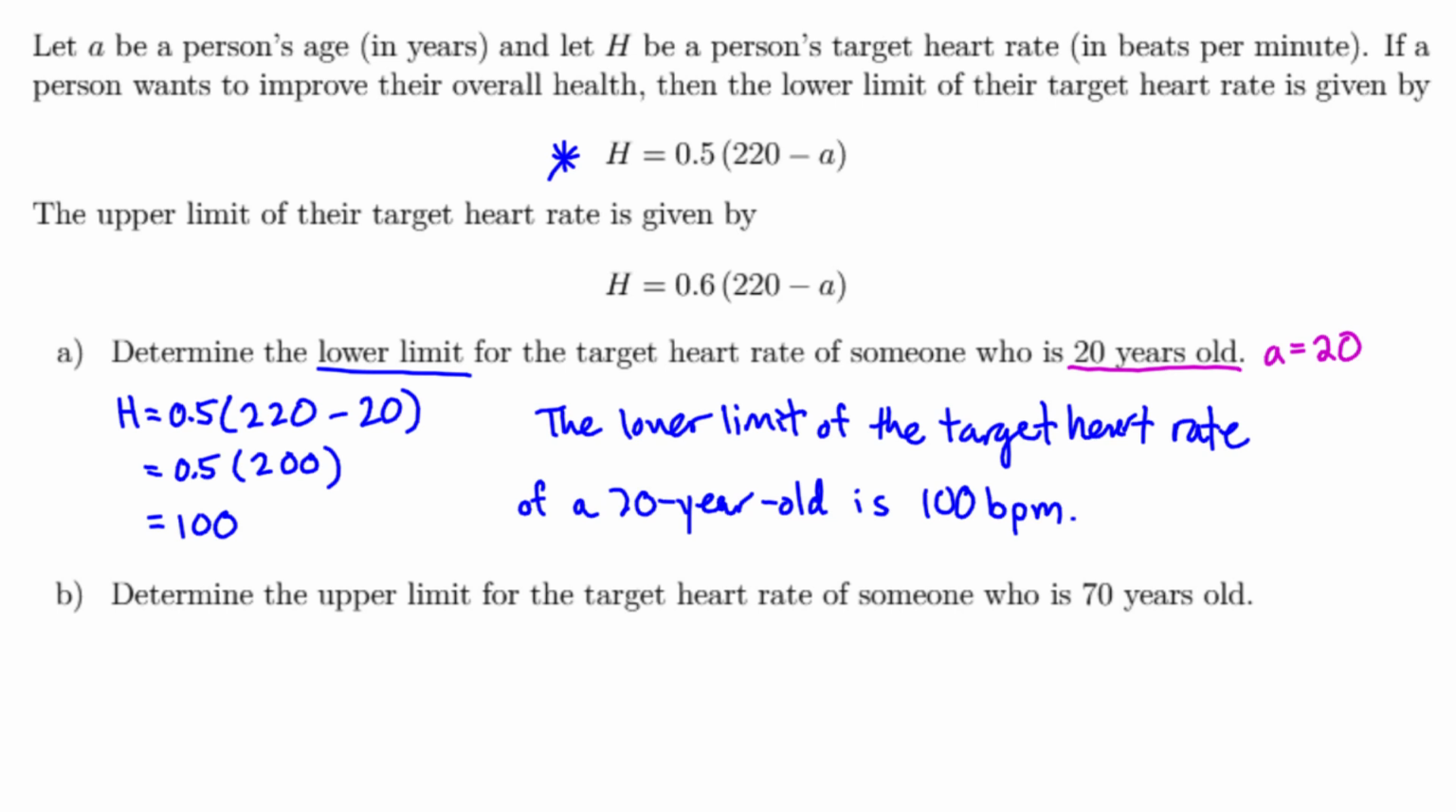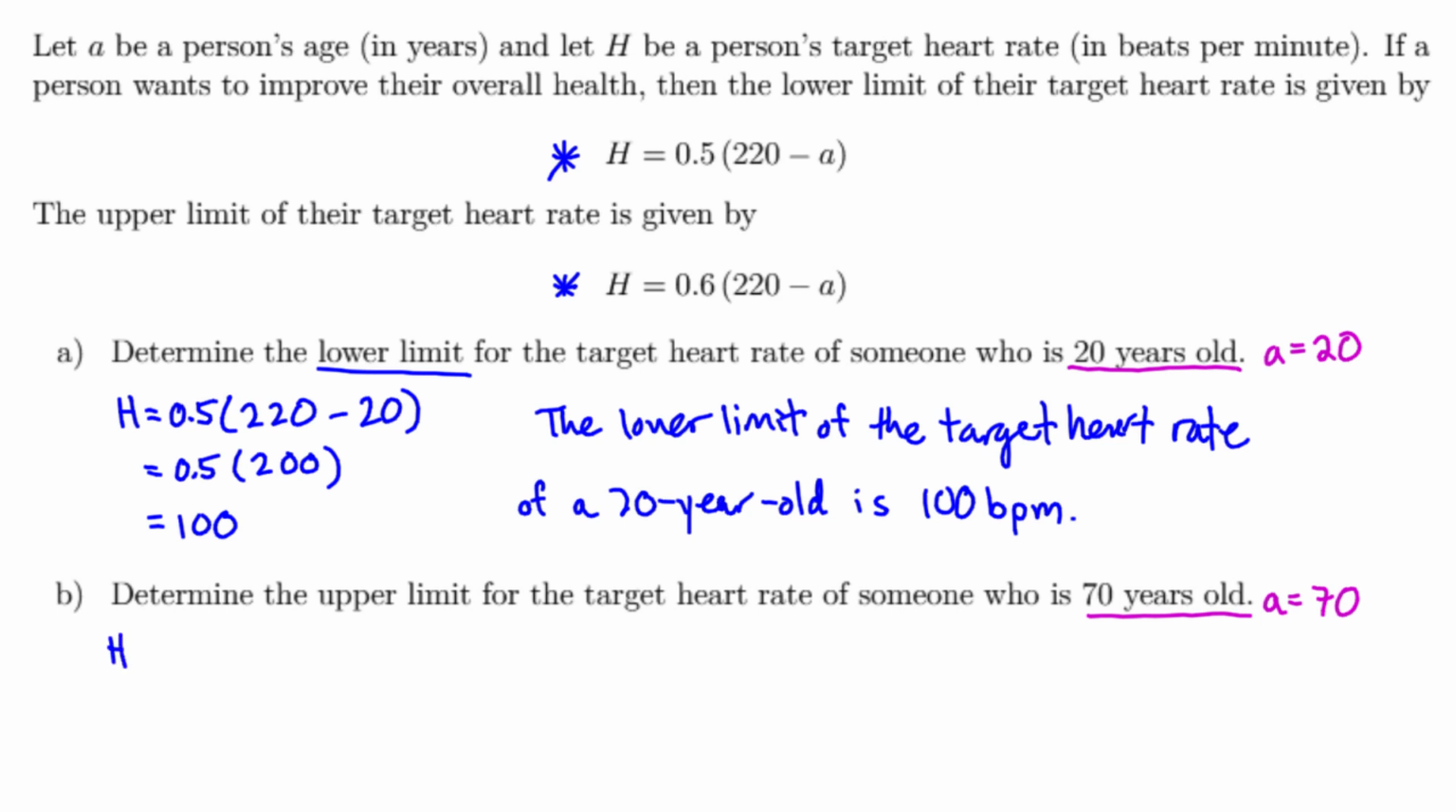Okay, we'll do one more. In the second one, we're asked to determine the upper limit for the target heart rate of someone who is 70 years old. So again, this 70 years old is important information. It's telling us that A is equal to 70 here. And this time we're asked for the upper limit, so we'll use that second equation. So we'll use H equals 0.6 times that quantity of 220 minus A, and we'll replace A with 70.